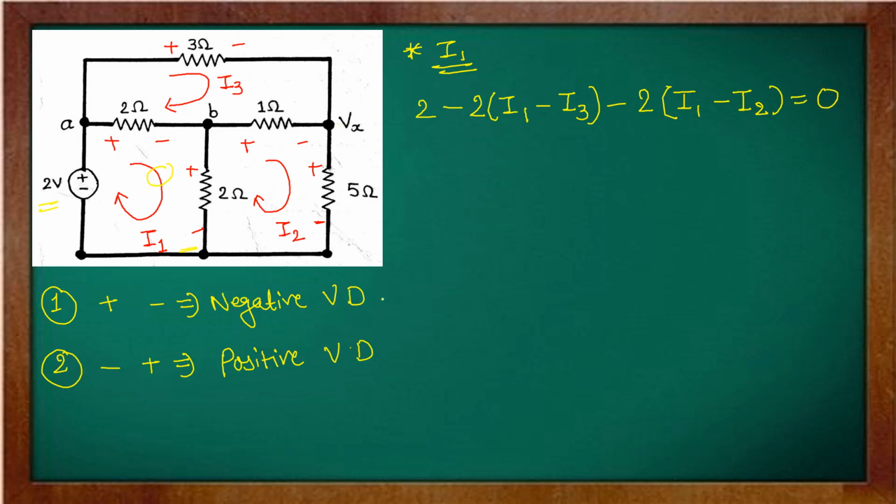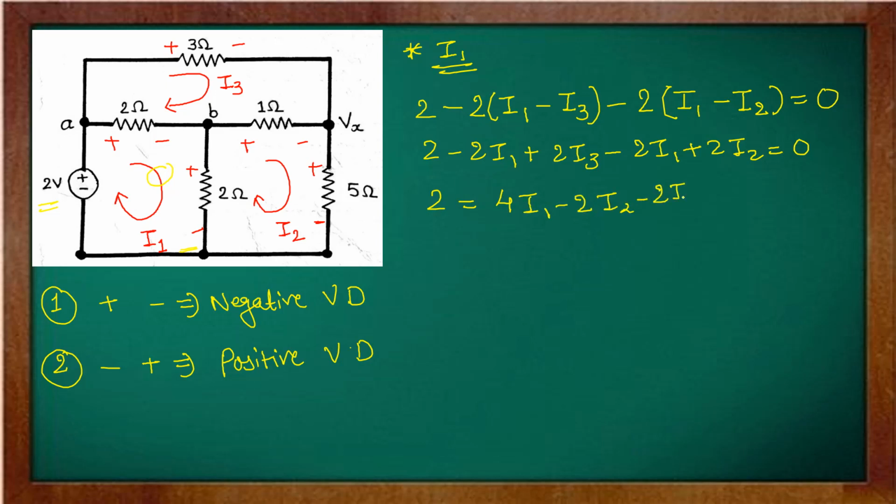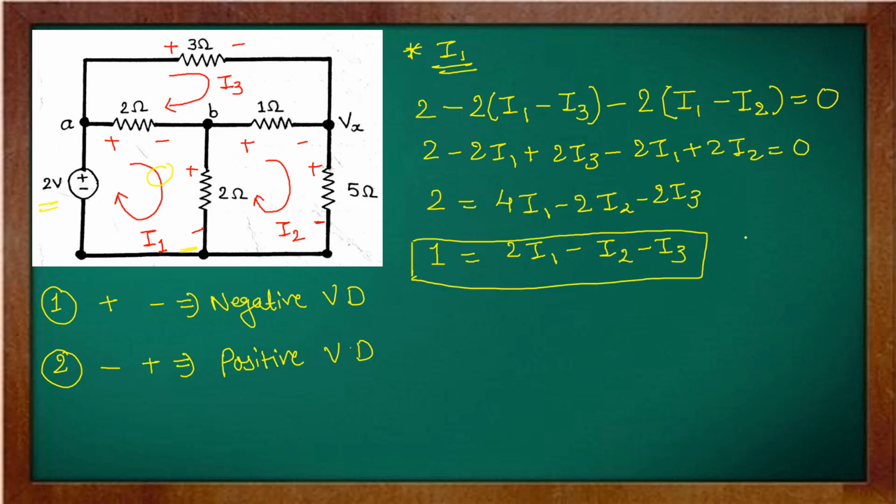Now, let's open this bracket. So, 2 minus 2I1 plus 2I3 minus 2I1 plus 2I2 is equal to 0. Let's simplify this. What do we get? 2 equals 4I1 minus 2I2 minus 2I3. Now let's divide this equation by 2. So we get 1 equals 2I1 minus I2 minus I3. This will become my equation number 1.